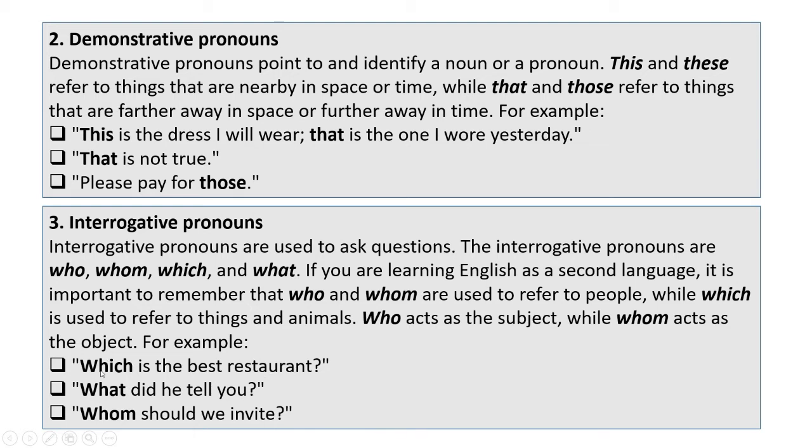So there are interrogative pronouns, and we're asking questions, like "What did he tell you?" What is used for things, and it is placed on the subject. And "Whom should we invite?" See, the question is whom, and when you're asking something like "I invite him," you're asking about the objective form. That's why we say "whom should we invite." This whom is the objective form.